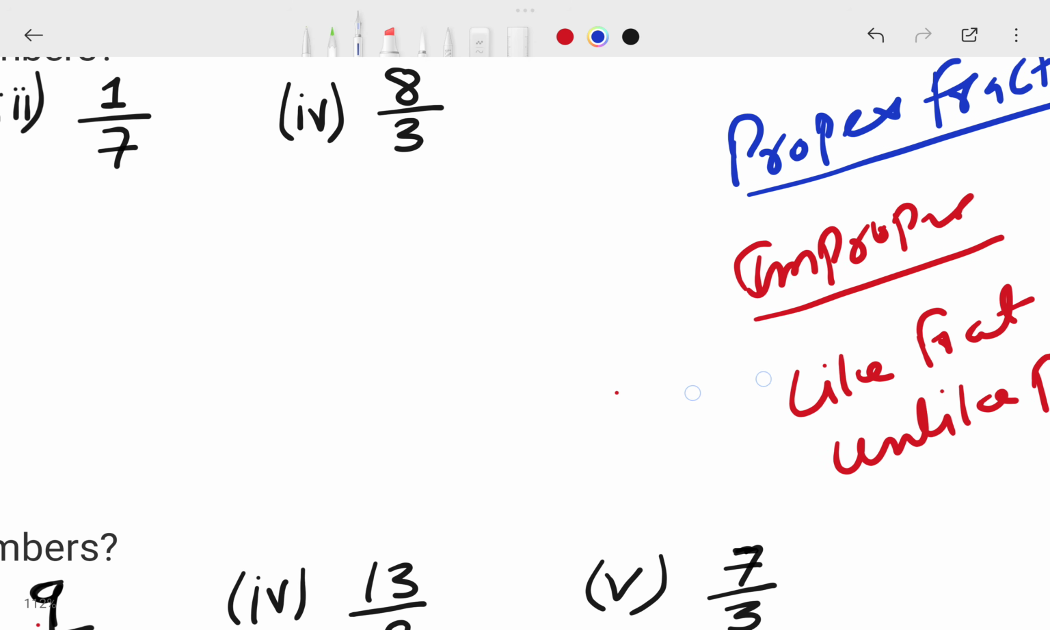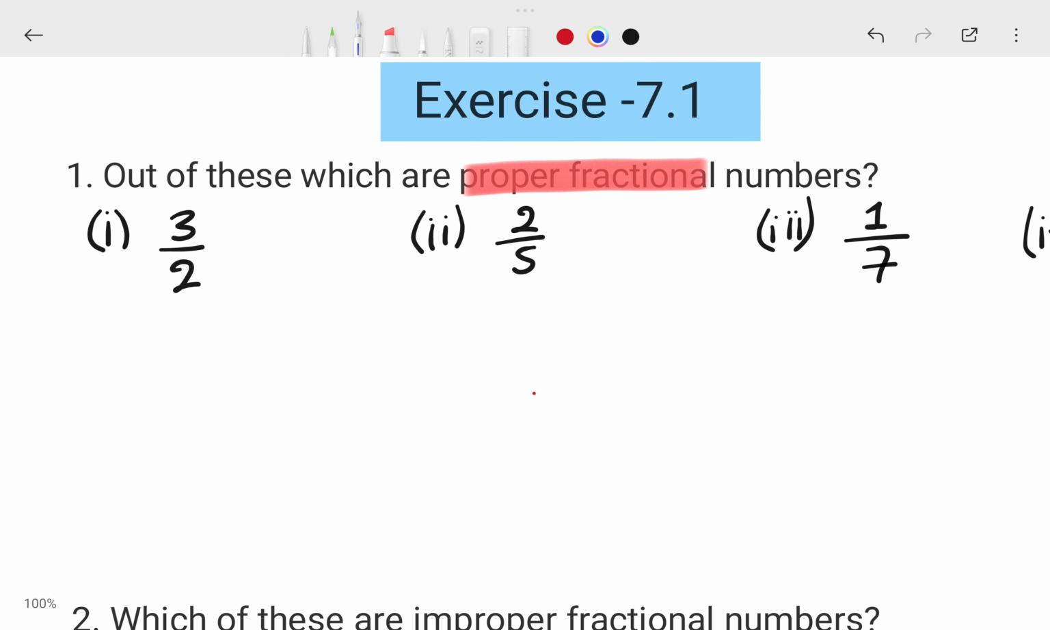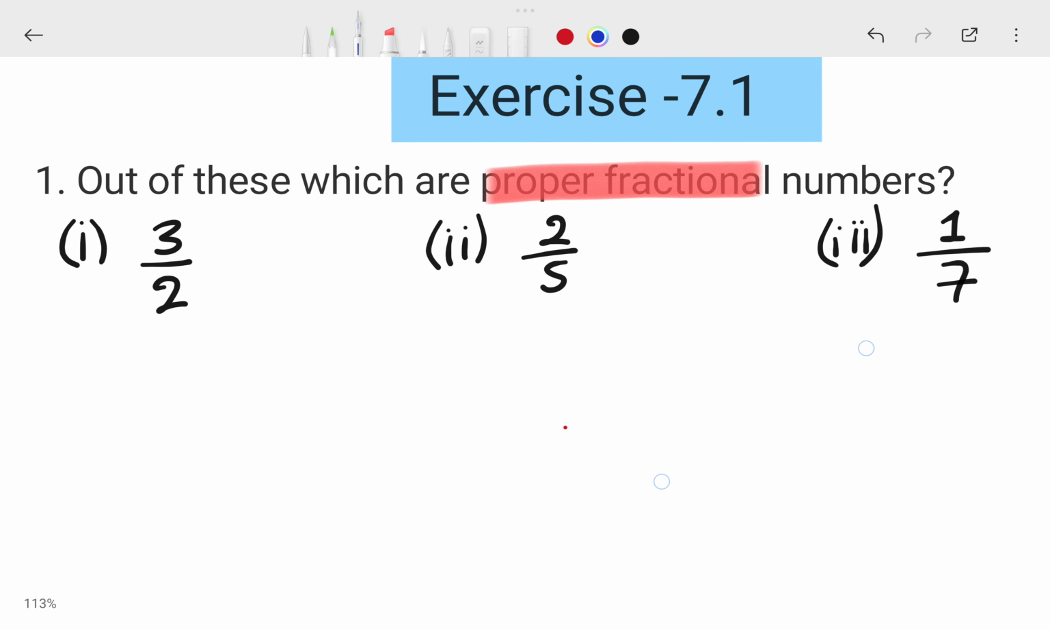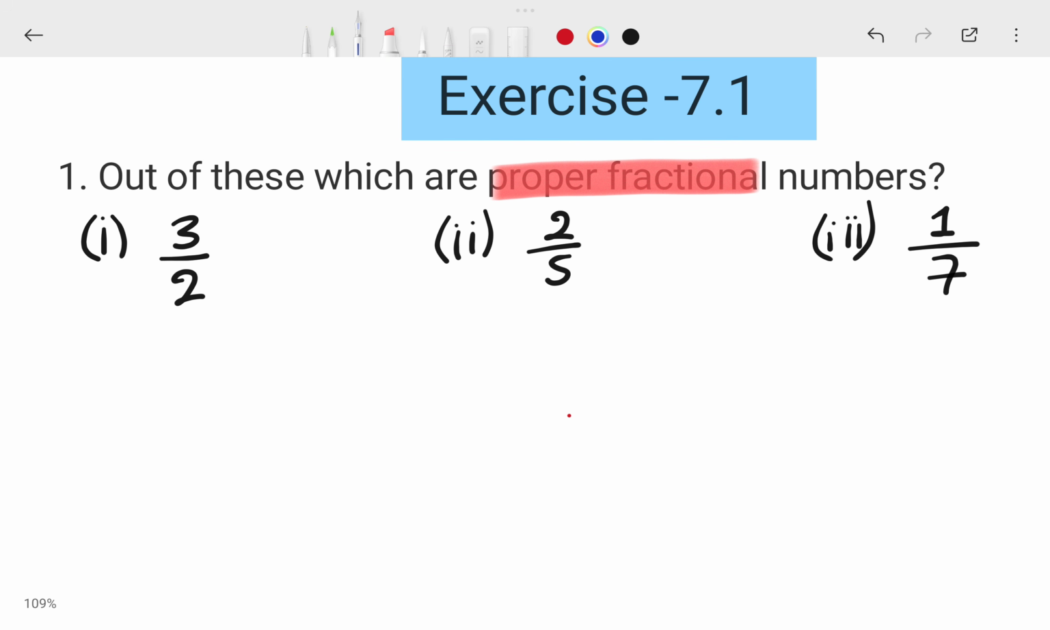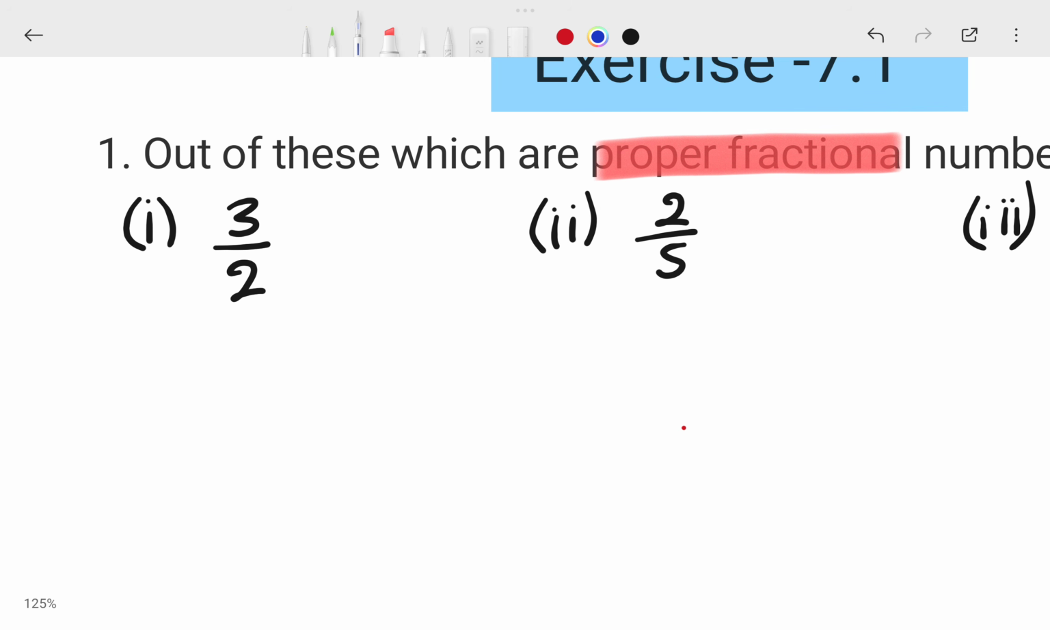Understand? Now let's come to our exercise. So now let's see the exercise. I take a lot of time, but I already told you, I will explain each and every question to you. So now here, see, we have to find proper and improper. So your teacher conducted an exam for 2 marks.